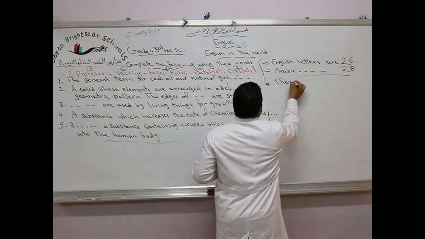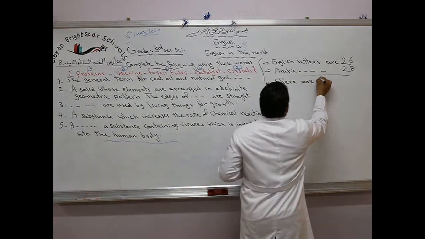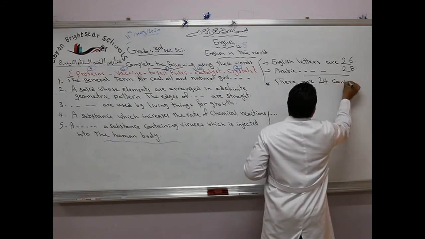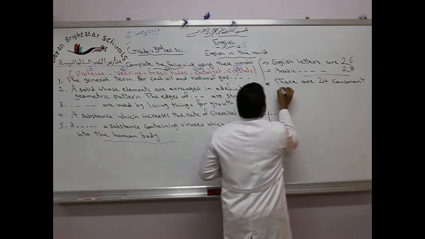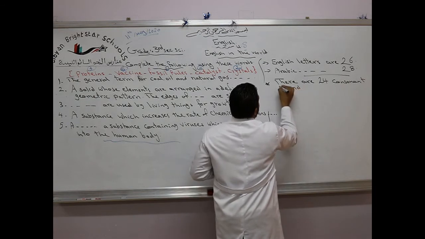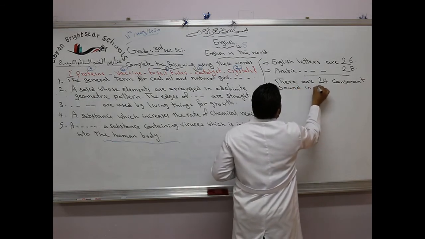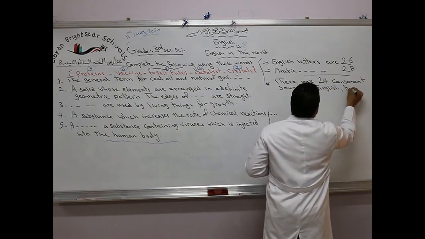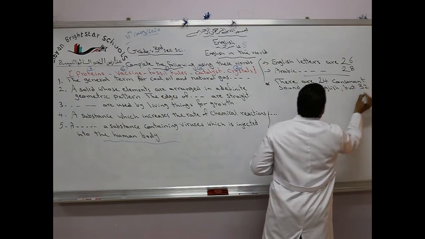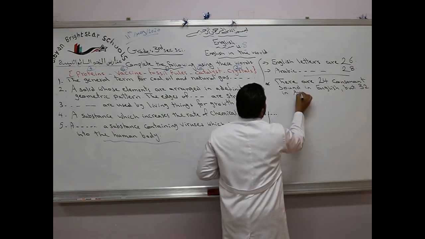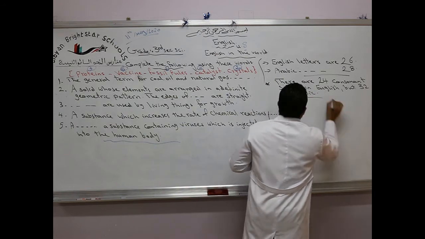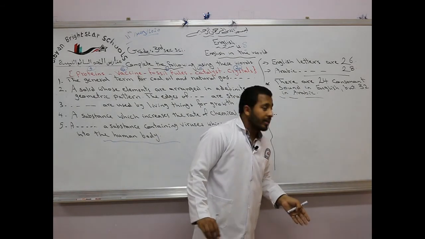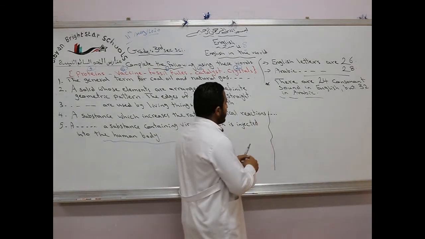There are 24 consonant sounds in English, but 32 in Arabic.